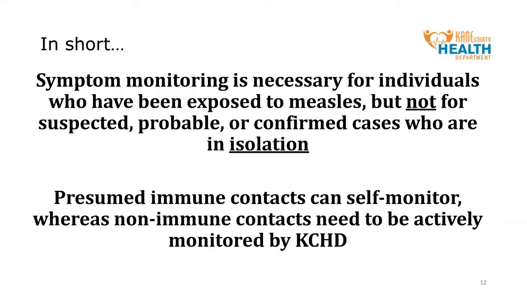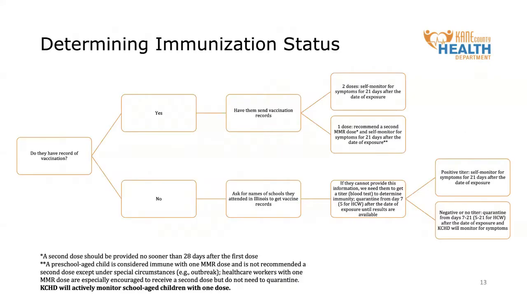Instead, they need to isolate to limit the chance of disease transmission to others. But Kane County Health Department will still actively follow up with cases about their symptoms and measles infection. The next few slides provide flowcharts on what we've discussed in terms of evidence of immunity, symptom monitoring, and quarantine and isolation requirements. These charts can be used to simplify the process of determining immunization status.